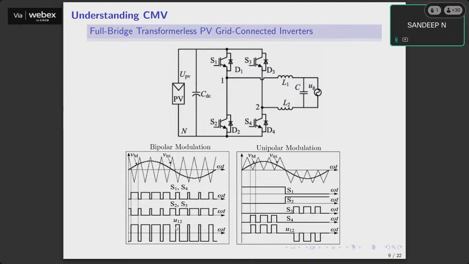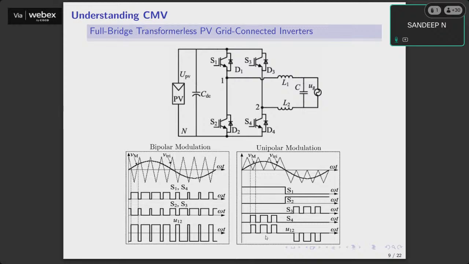Now, there is a problem with this bipolar modulation. We'll see what it is. On the contrary, we have unipolar modulation. As the name indicates, the output has two levels at a time, but instead of swinging from plus to minus, we swing from plus to 0 or 0 to minus. So we have an additional voltage level, which is 0. Now, what is the advantage?